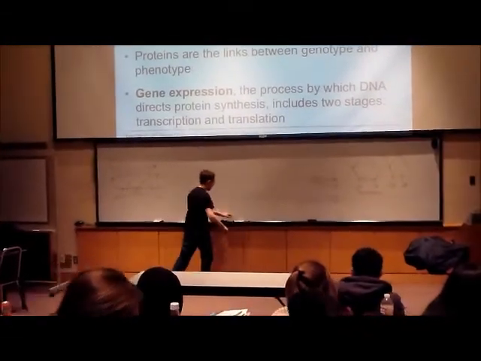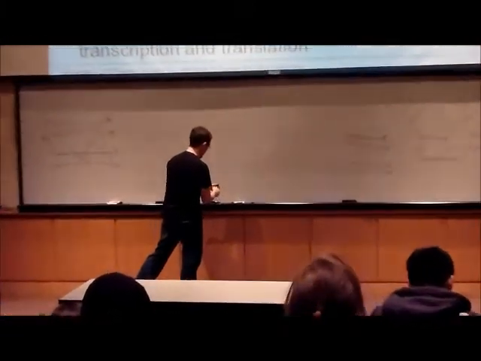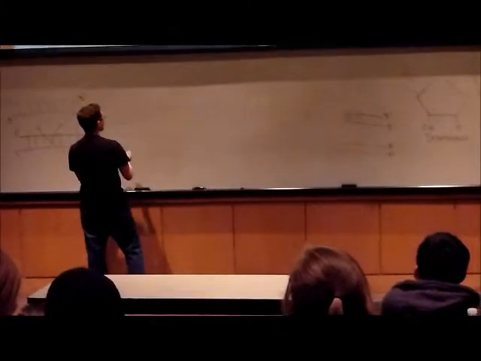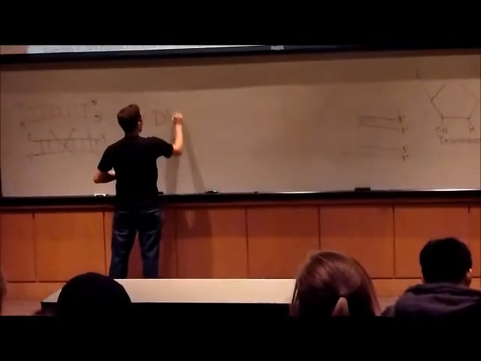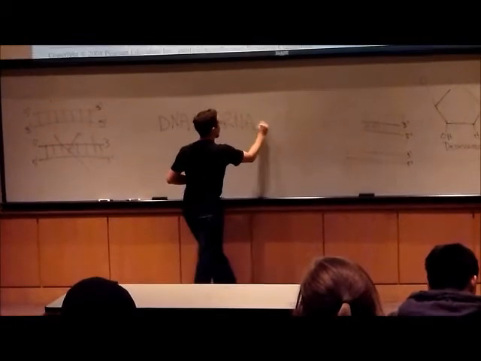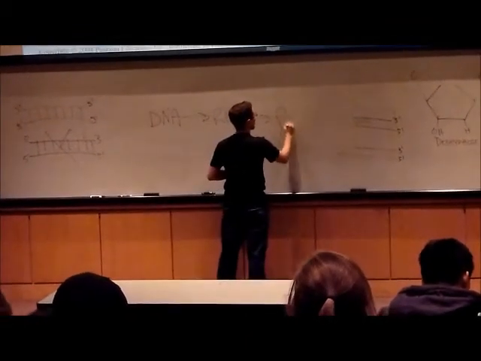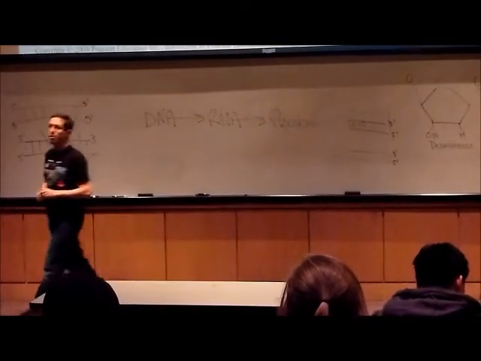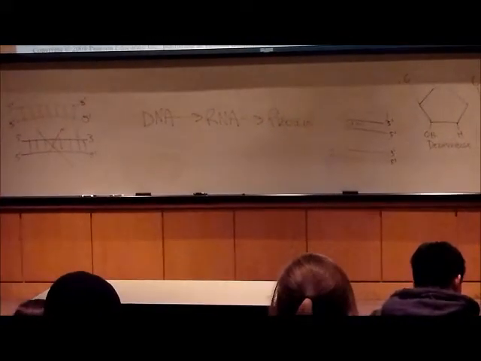Okay, so the central dogma of biology states that we use DNA to help us make RNA, and we use that RNA to then produce protein. Okay, so this is the central dogma of biology.